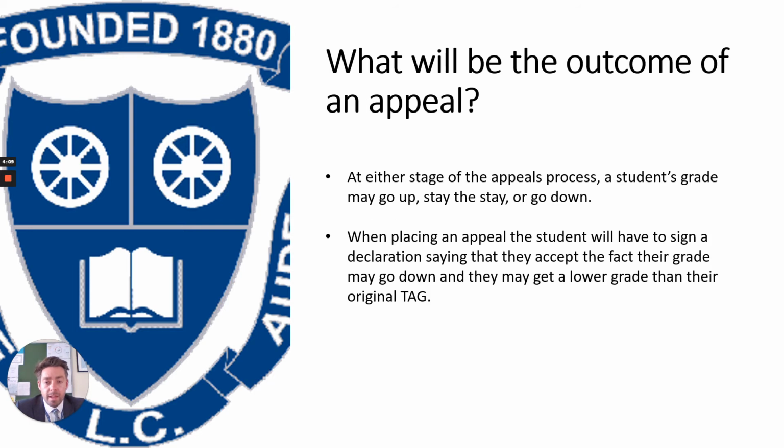And what's the outcome of the appeal? So at either stage of the appeals process, a student's grade may go up, it may stay the same, or it may go down. When placing an appeal, the student will have to sign a declaration saying that you accept the fact that your grade may go down and that you may get a lower grade than the originally awarded TAG.